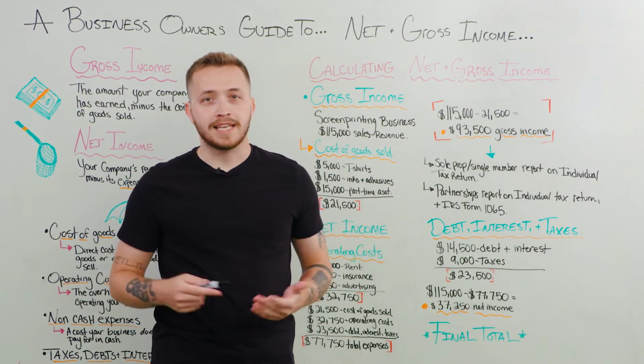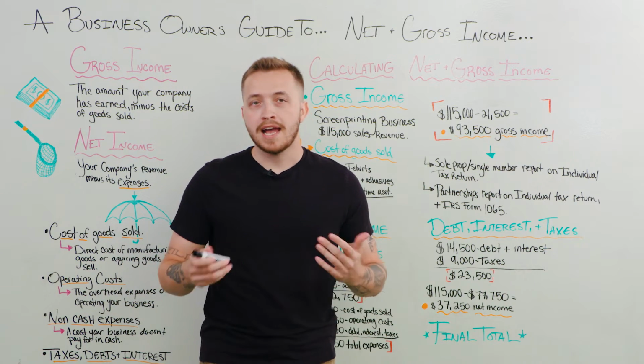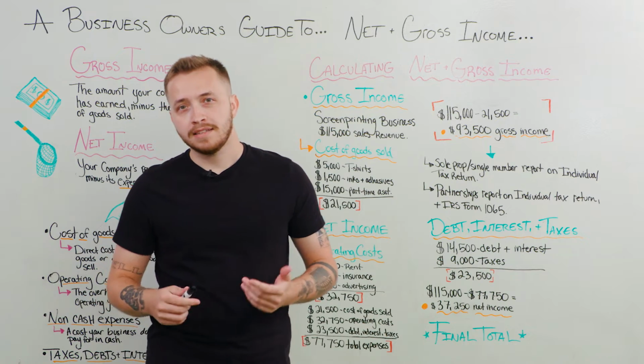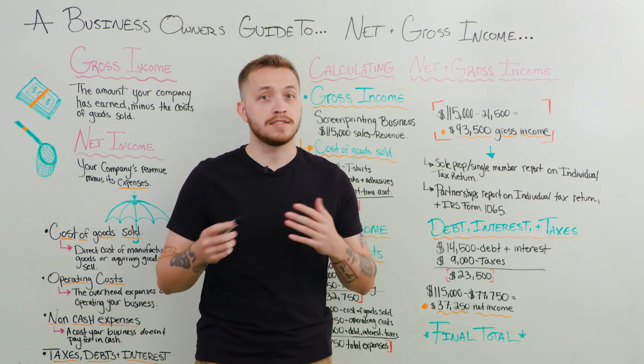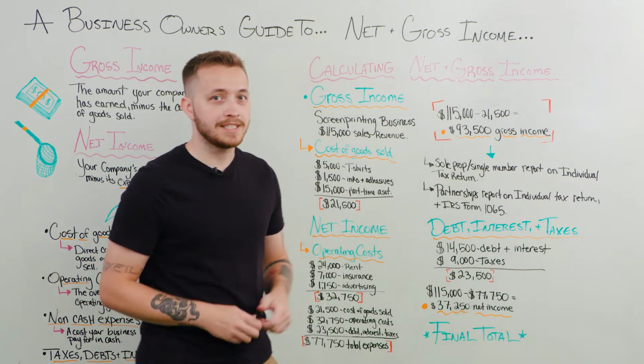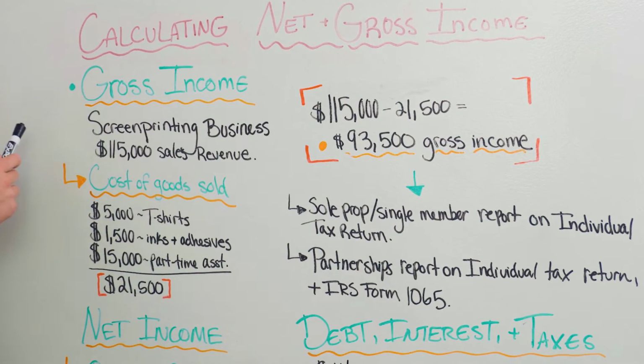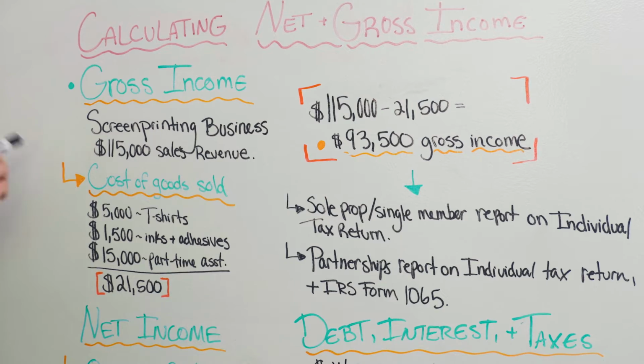And let's talk about how to calculate gross income. You will add up all the revenue your business has earned and any other income. Then subtract direct costs, aka cost of goods sold. So let's give an example. Let's say you have a screen printing business which has $115,000 in sales revenue.